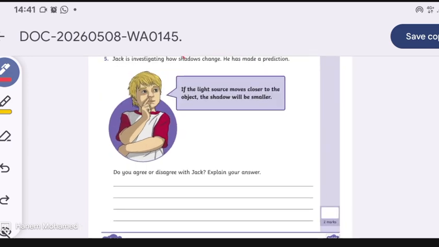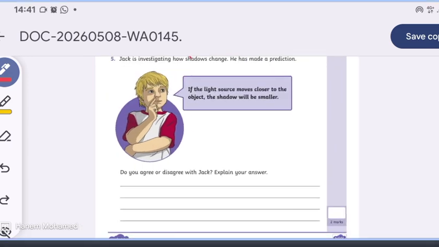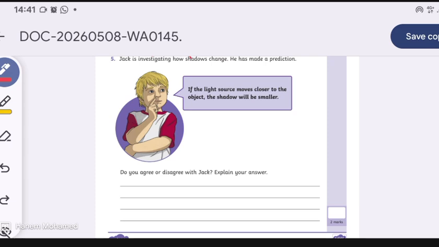So this boy said, if the light source moves closer to the object, the shadow will be smaller. Do you agree or disagree with that, Jack? Do you think if the light comes closer to the object, the shadow will be smaller? So, you said he is correct? Why is that?